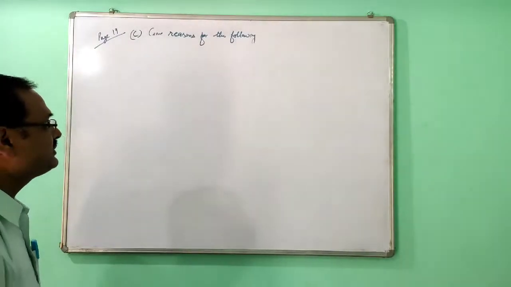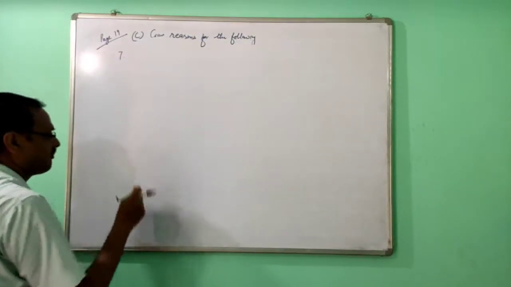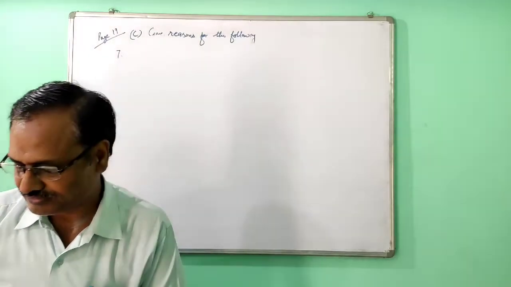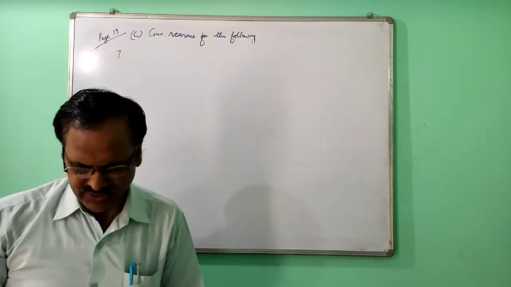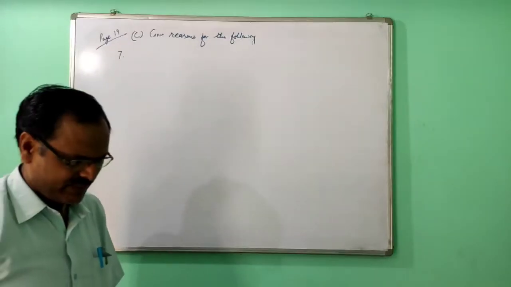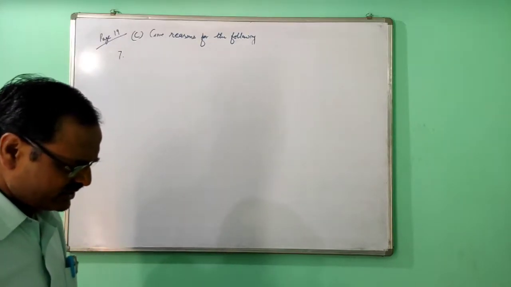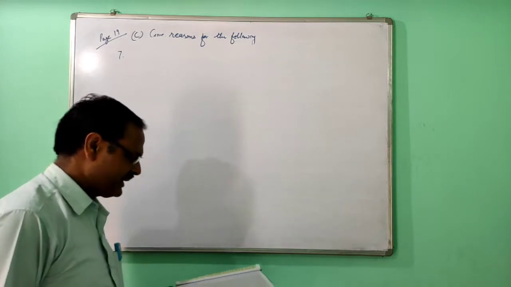Now the next one is the seventh. Fluorine is the most electronegative element of the periodic table due to its smaller atomic size and greater nuclear charge.